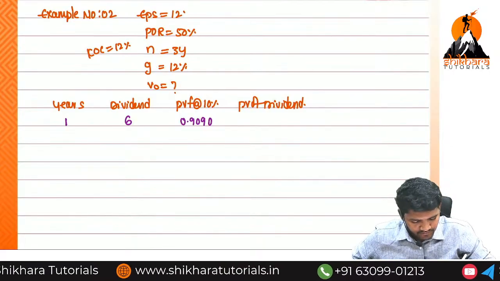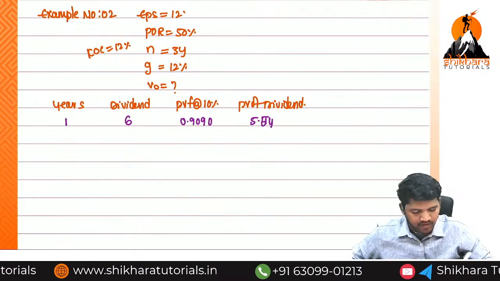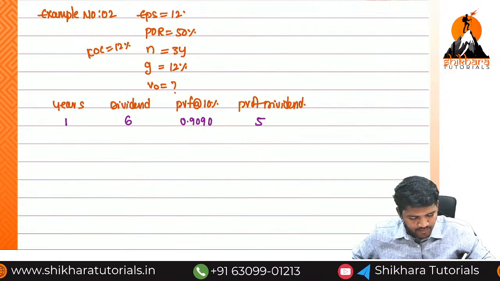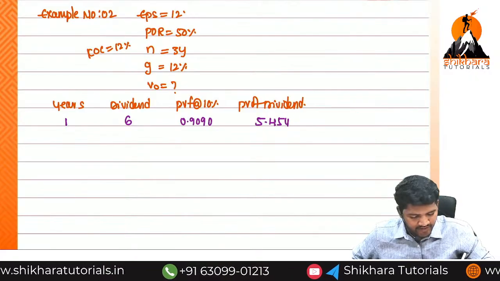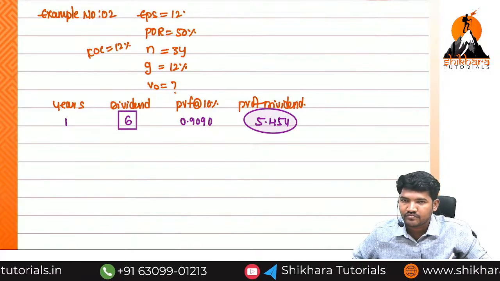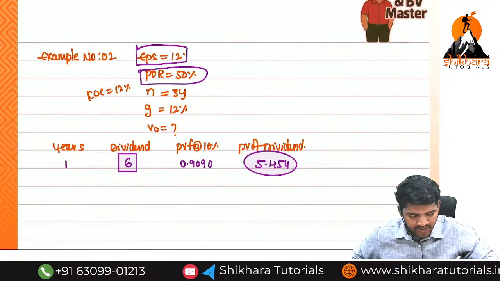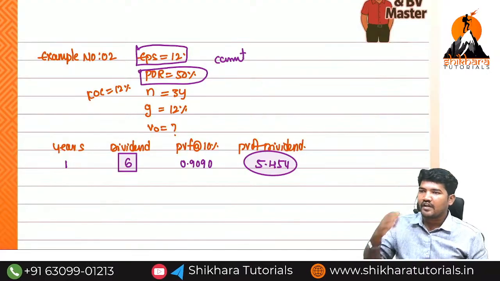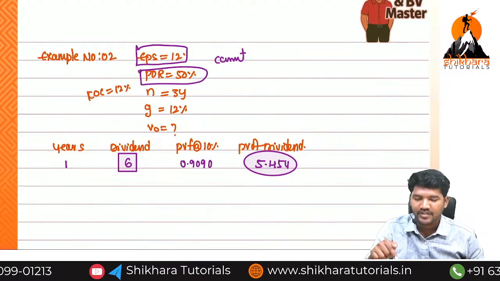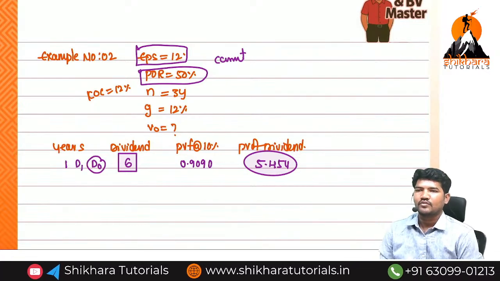5.54. Are you thinking that 5.454 is the right answer? Do you think it is the right answer? Why, sir? Unless they specify, if they talk about just EPS and payout ratio, it is about the current year. What I require is next year. The 6 is known as D0, but I want D1 here.